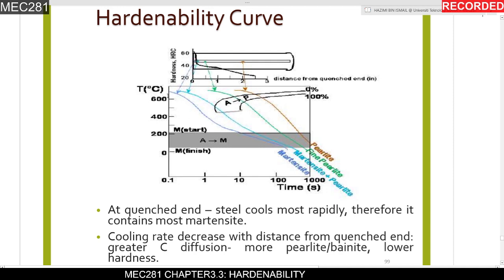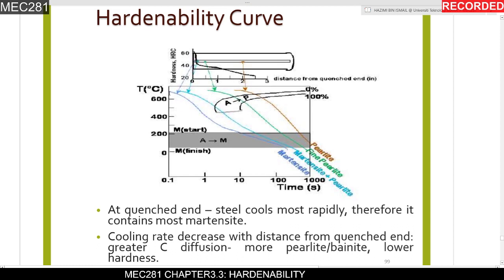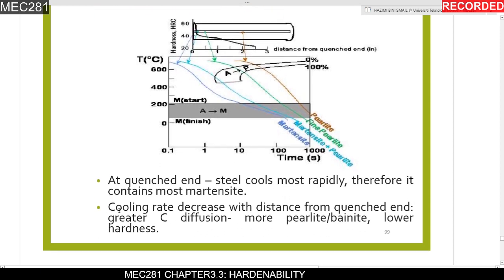So from here we know the point here is the hardest one, and then the end point here is the softest one, the one with the least hardness. At the quench end, the steel cools most rapidly, therefore it contains the most martensite. Around here it starts cooling rapidly, and then the cooling rate decreases with distance from the quench end.